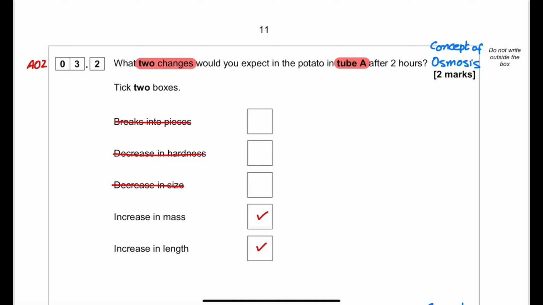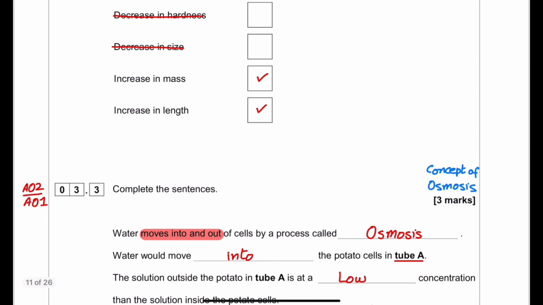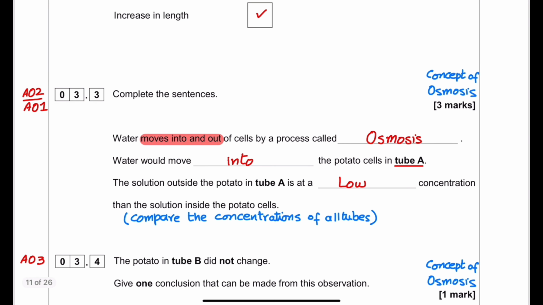Our next question is 3.4, and it is an AO3 question. The student has to give a correct reason behind it. Again, this is about the concept of osmosis. The potato in tube B didn't change. The size and the mass are not changing. Give one conclusion that can be made from this observation.